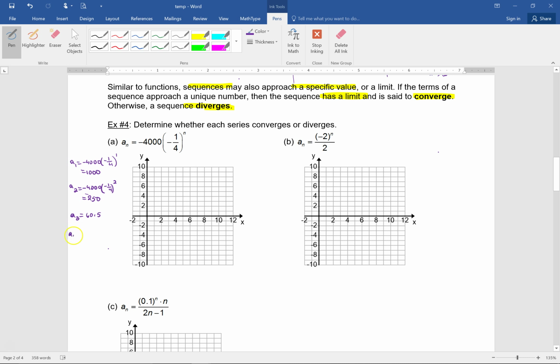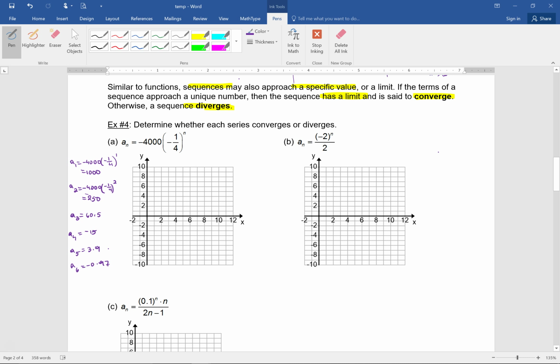And then A4 will be negative 15. A5 will be positive 3.9. A6 will be negative 0.97. You have to do at least 5, enough for you to see a pattern.